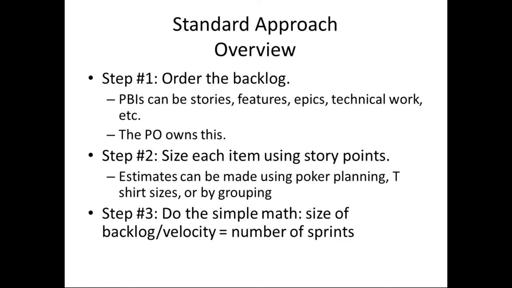And then finally, you do very simple math, which is that you count the number of story points in the entire backlog. You know the velocity, which is how many story points can be completed in a single sprint, and you divide the two, right? So if you have a backlog with 1,000 story points and you have a velocity per sprint of 100 points, then 1,000 divided by 100 is 10, so it takes 10 sprints. So that's the basic approach, a high-level view of it. So let's walk through each of these steps one by one.